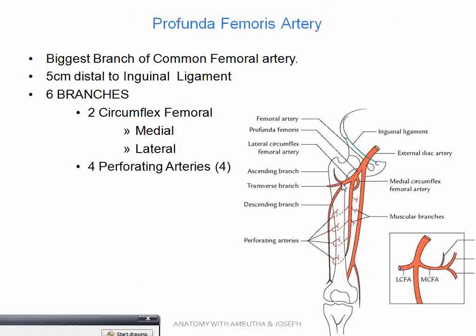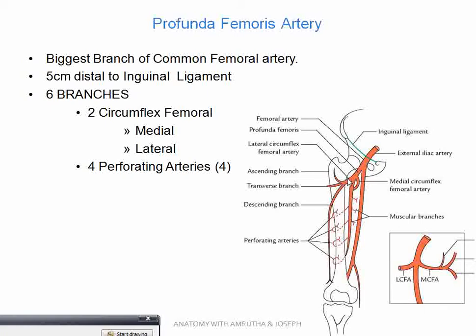Profunda femoris is the deep branch of femoral artery, which is arising from the femoral artery 5 cm below inguinal ligament. There are 6 branches of it. 2 circumflex femoral artery, as the name suggests, they are going to surround the femur. Medial and lateral circumflex femoral artery.